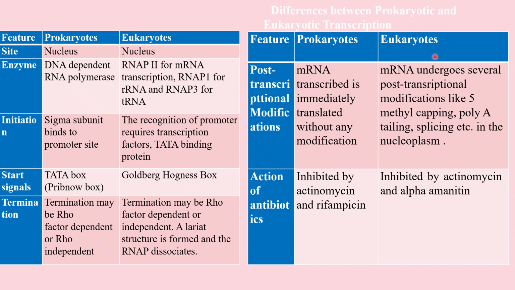While among the eukaryotes, the process is very advanced and peculiar, which leads to the active formation of messenger RNA. So messenger RNA undergoes several post-transcriptional modifications like 5' capping, poly-A tailing, splicing, etc. in the nucleoplasm. Then the action of antibiotics. The prokaryotic transcription is inhibited by actinomycin and rifampicin, while in the eukaryote the inhibitors are actinomycin and alpha-amanitin.